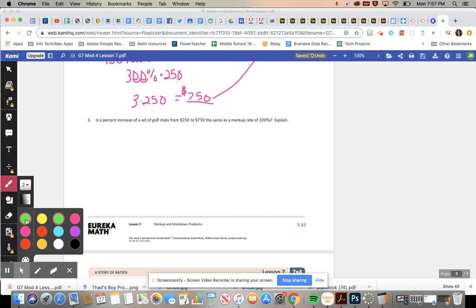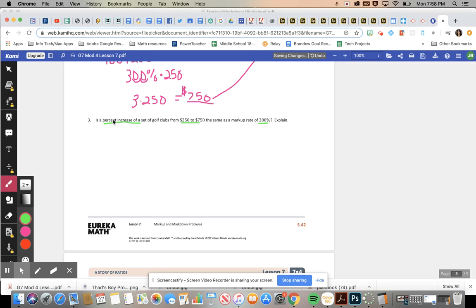All right. And 3, what is the percent increase of the set of clubs from $250 to $750? Is the percent increase of a set of clubs from $250 to $750 the same as the markup rate of 200%, and explain? Okay, so it's asking, is the percent increase of this the same as the markup rate of 200?